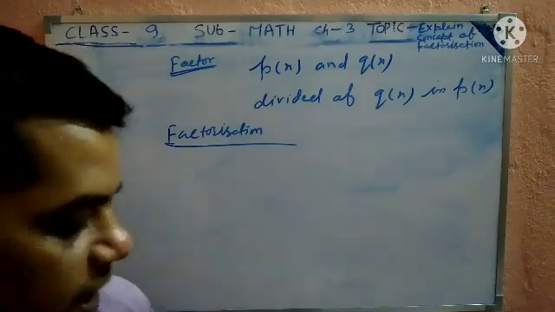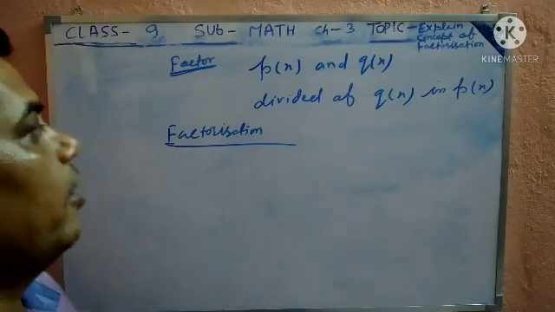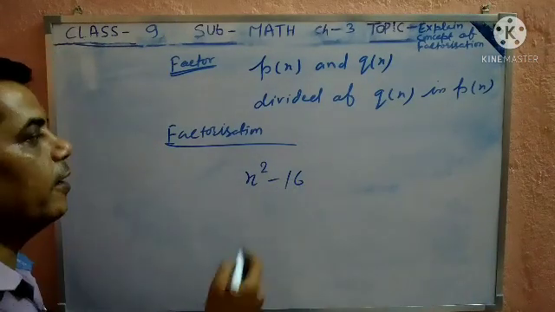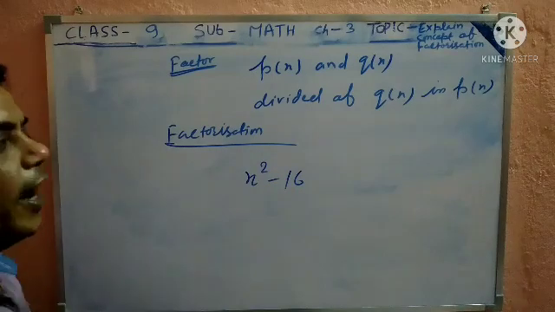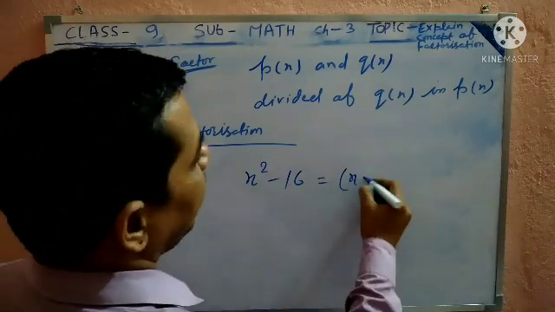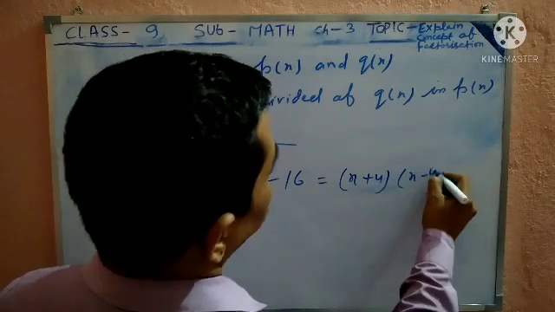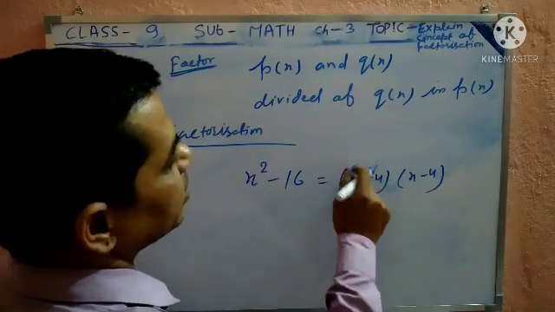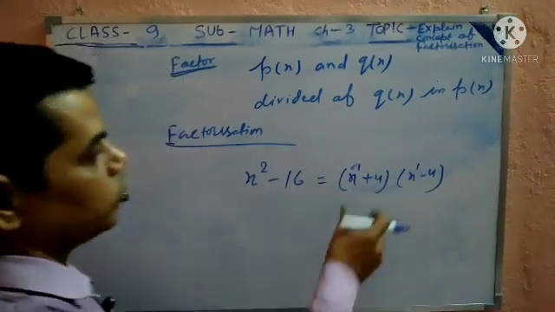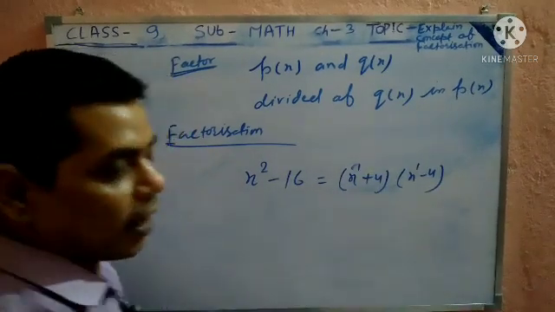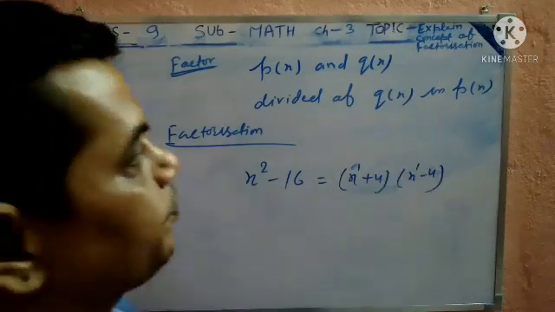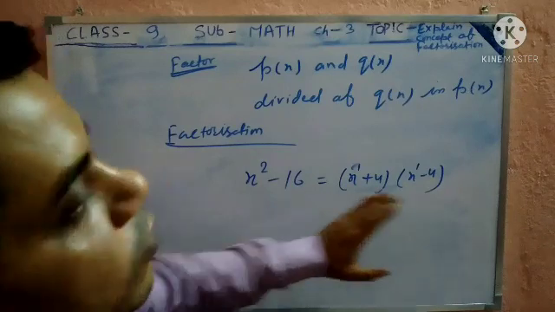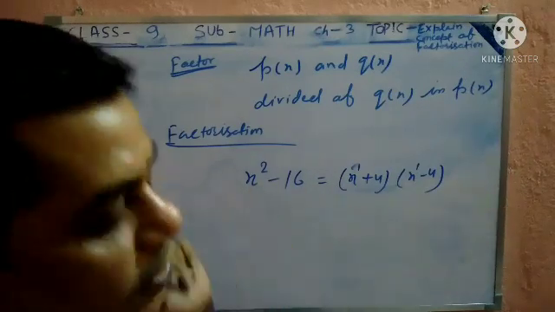Some examples are taken now. Take x square minus 16. The degree is 2, and the factors are x plus 4 and x minus 4. Those terms have degree 1 and 1, so they cannot be factorized further. That is the factorization of this term.